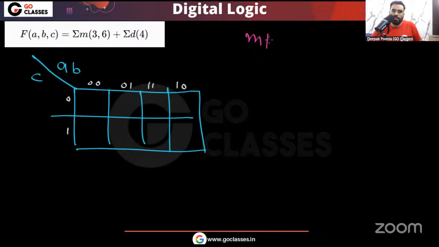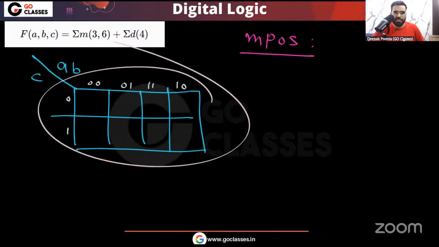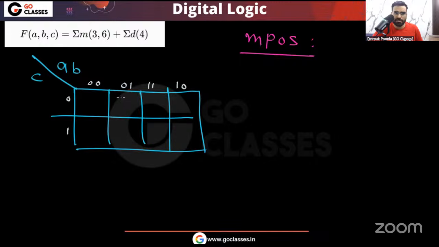Okay, minimal product of sums expression. So for that, what we will do, we will fill this K-map with 0 cells and don't cares. Correct. Notice one thing, that these are the minterms, meaning for these input combinations the function value is 1. So where the function value is 0, you can see the function value is 0 here, the function value is 0 here, because you can see this is the numbering 0 1, then 2 3, then 4 5, then 6 7, right?